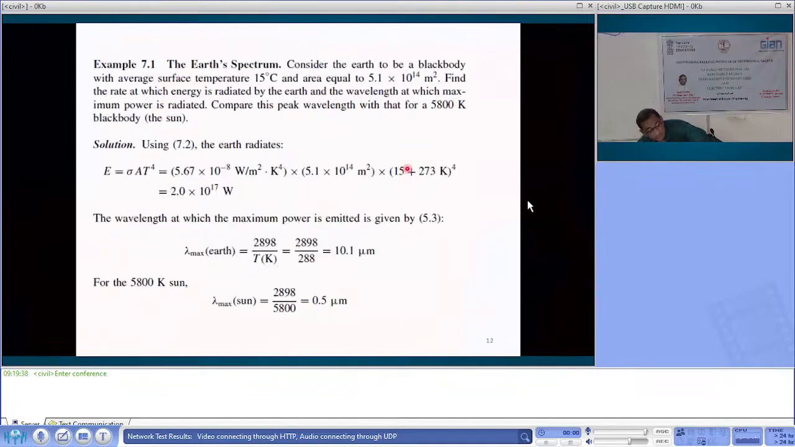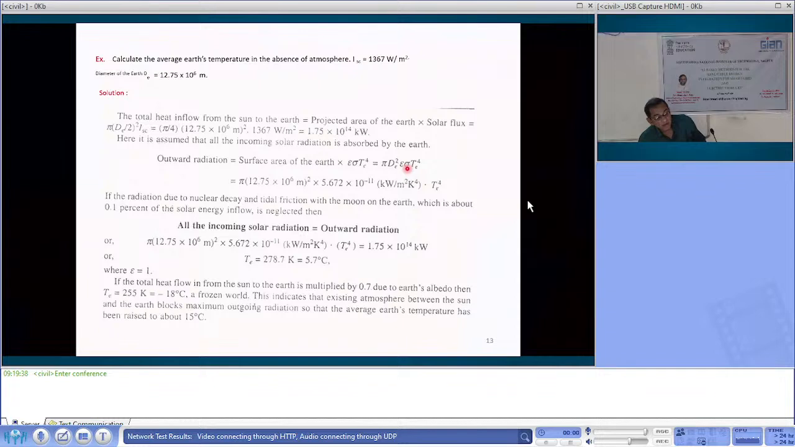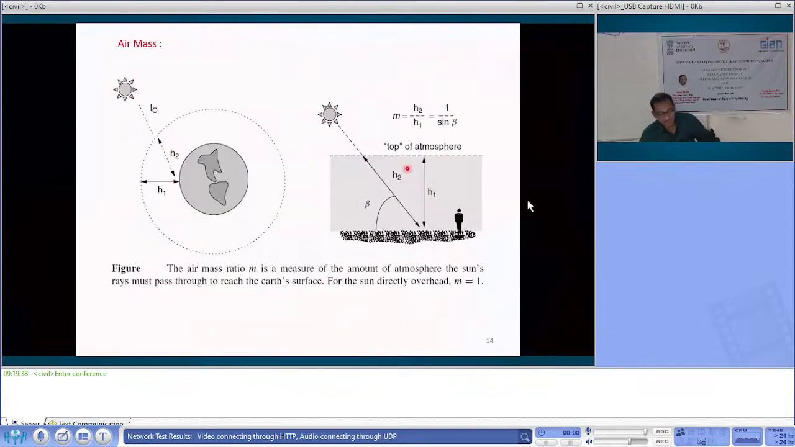Some examples using this formula you can go through whenever you are free. Another example: air mass is the second standard test condition. What is it? It is a ratio of path lengths. So you find a man standing on the earth here. You have to track the sun position from morning to evening, sunrise to sunset.